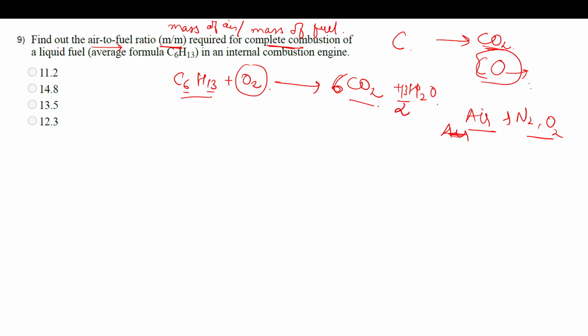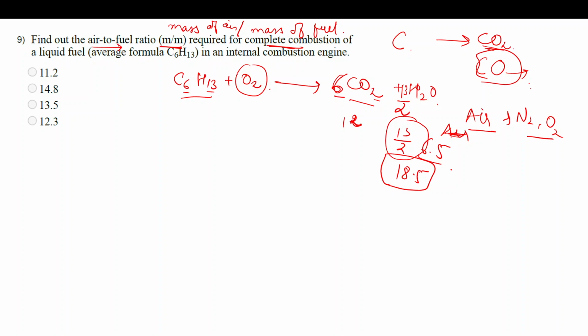So on the right hand side, the number of atoms present is 6 into 2, 12 atoms of carbon in carbon dioxide, and oxygen 13 by 2 in water. Now if we add up, this 13 by 2 is 6.5. So 12 plus 6.5 is 18.5. So 18.5 total oxygen atoms are there.